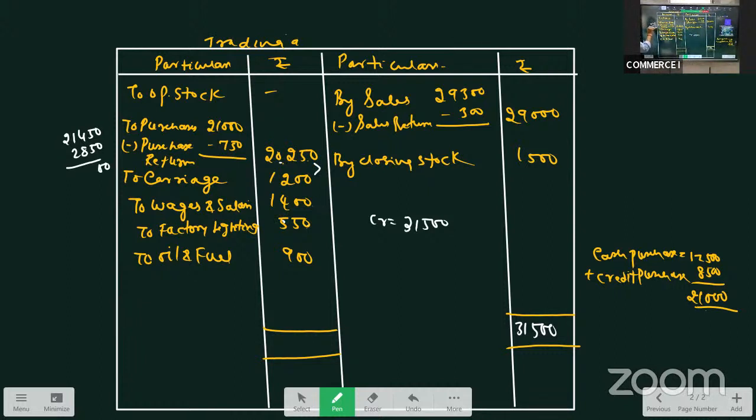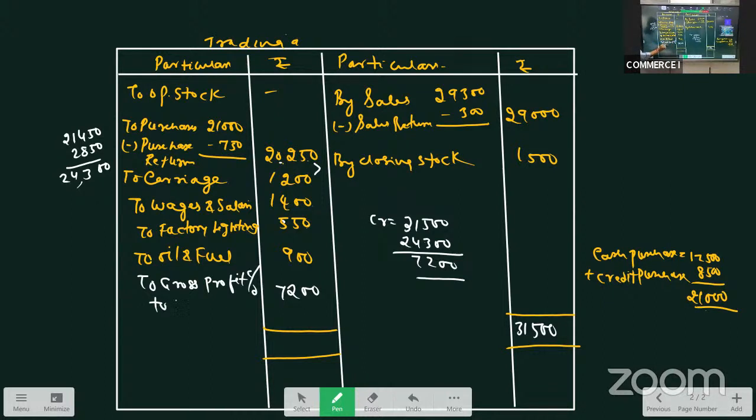So it is 24,300. 5 minus 3, 2. 11 minus 4, 7. So we are incurring a gross profit of 7,200. Gross profit is carried down to which account? The next account, that is P&L. Gross profit carried down to P&L.